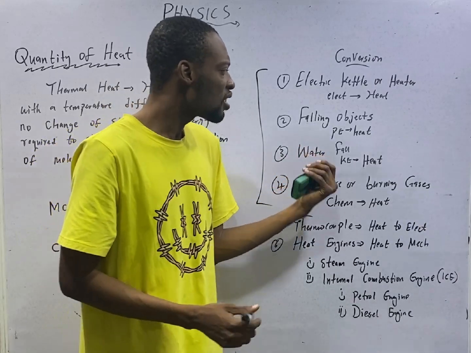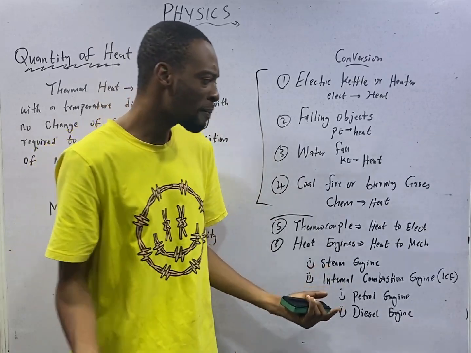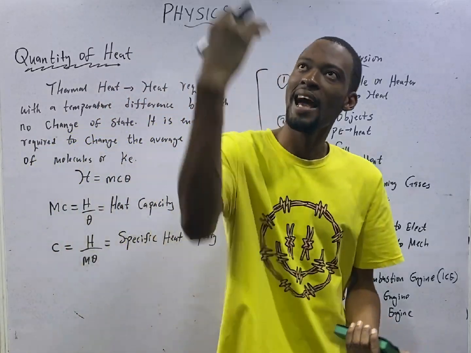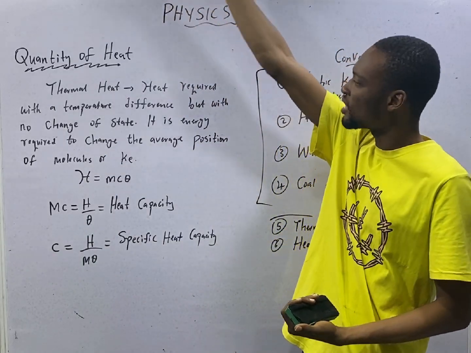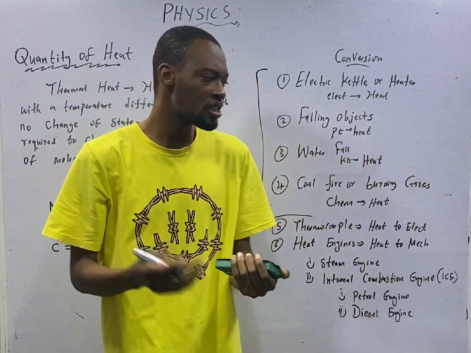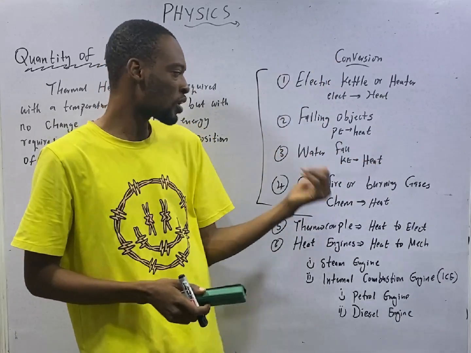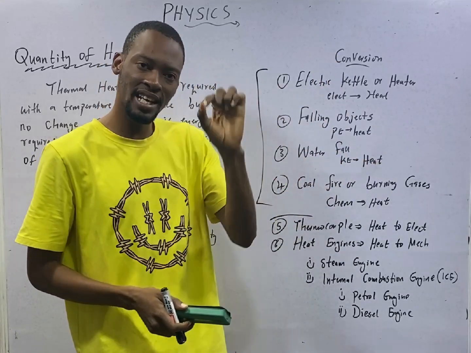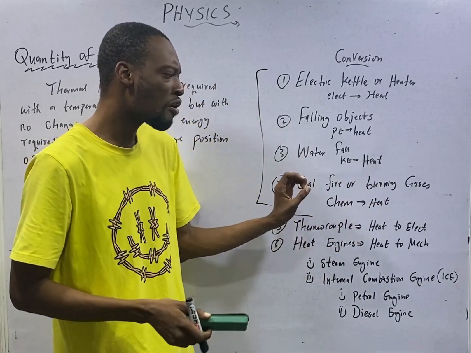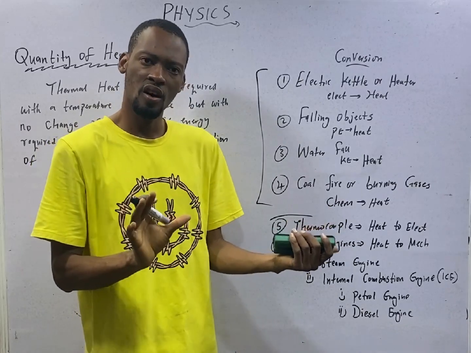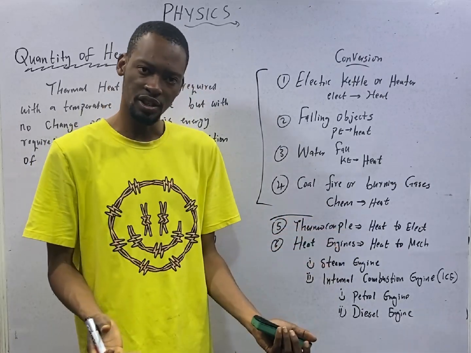Falling objects will convert potential energy to heat energy. Remember, when you are at a height, the energy you possess is potential energy. Now, as that object falls, that potential energy will be converted to heat. And when water falls, a waterfall converts kinetic energy to heat energy. Then, coal fire or burning, all these, they will convert chemical energy to heat energy.